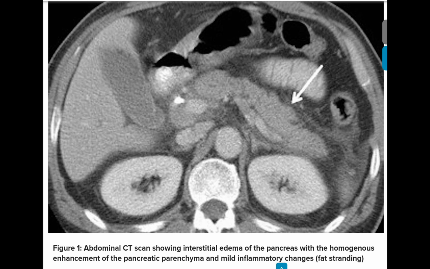Then next image we have is of abdominal CT, and this CT is showing the interstitial edema of the pancreas with the homogeneous enhancement of the pancreatic parenchyma and mild inflammatory changes. So basically in this image, see, these are the two kidneys and this is the liver. Then this we have the pancreas. In the pancreas, the interstitial edema is there. Classical picture of the pancreatitis. Interstitial edema and inflammatory changes will be there.